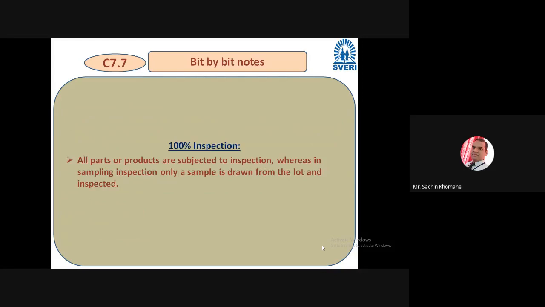So let us see once again what is 100% inspection. All the parts or products are inspected, whereas in sampling inspection only a sample is drawn from the lot and inspected. Try to understand, in 100% inspection all components are inspected. म्हणजे सगळे कंपाऊंड चेक करायचे, एक ना एक कंपाऊंड चेक करायचा. That is 100% inspection. And in sampling inspection, you take only a few things and check them randomly, obviously.